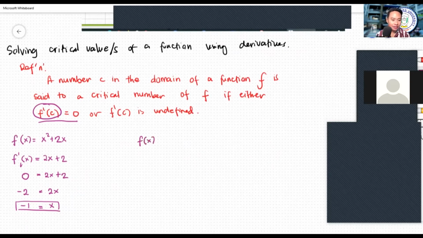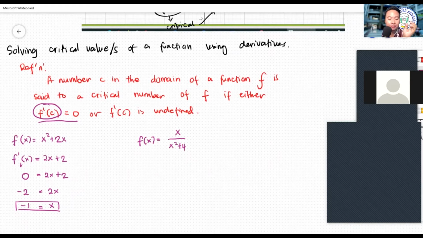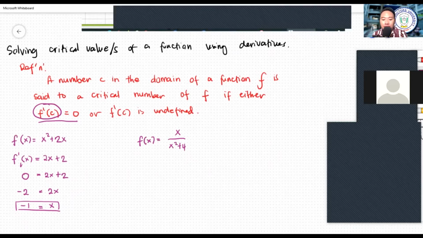f of x equals x over x squared plus 4. How about that? How do you think we're going to answer this? So we're going to solve for the derivative first. And since this is a quotient function, we're going to be using the quotient rule.